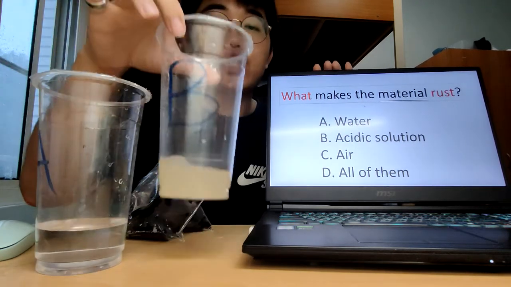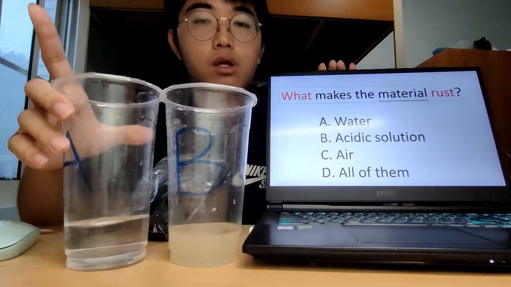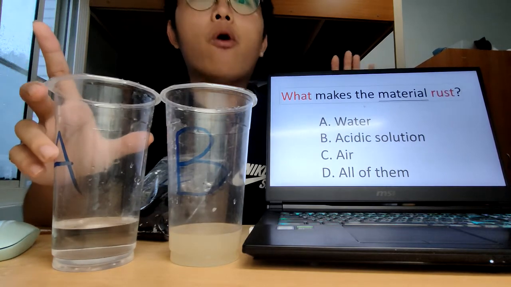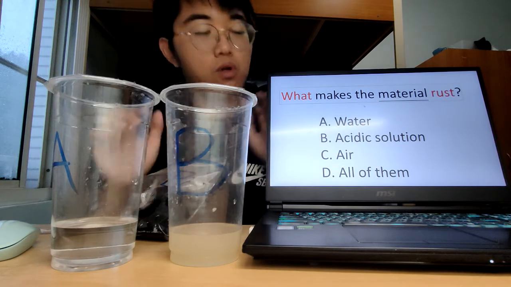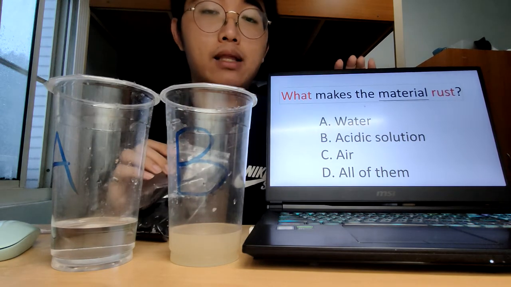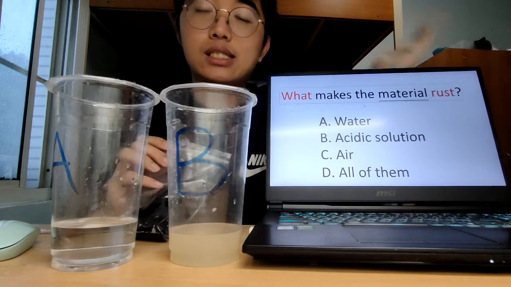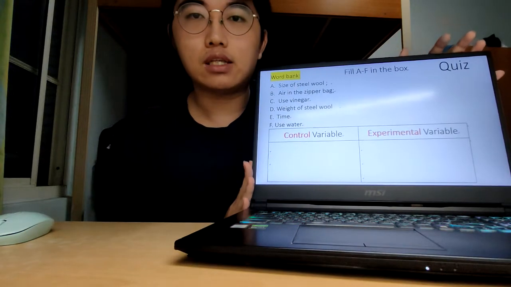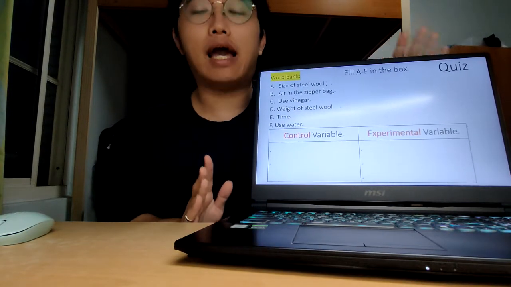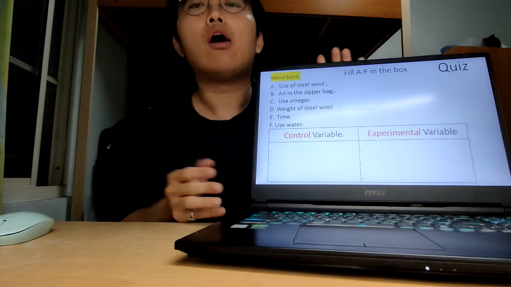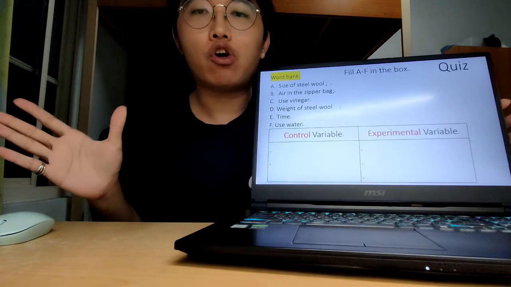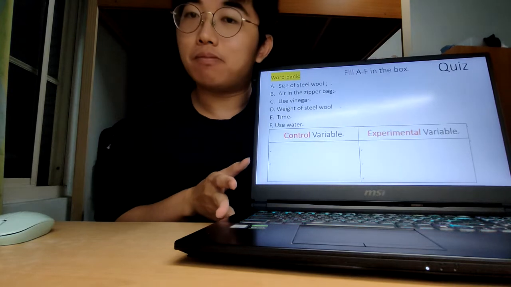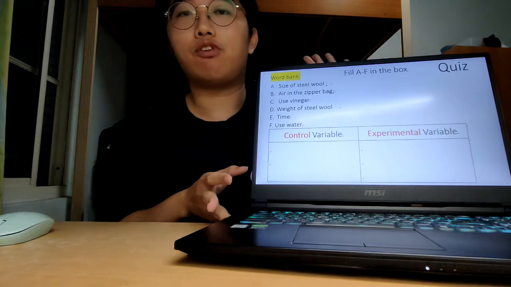The acidic solution and the water make the material rust. We know the air? No. So we'll do the experiment the next class. Here is the quiz. Please fill A to F in the box. We learned control variable and independent variable just a few minutes before.